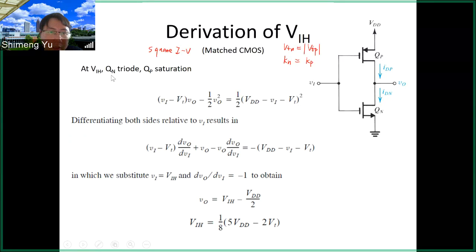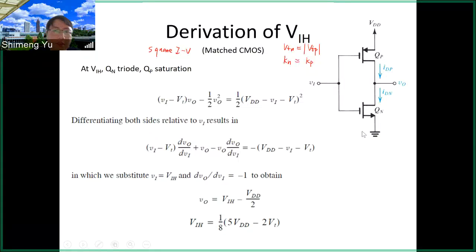So here the NMOS is in the triode, PMOS in the saturation, at VIH. So we can use the current equations to establish this formula here. No matter what, the NMOS and PMOS current will be the same because they are in the same branch. Current will be continuous, so this IDN will be the same as IDP.